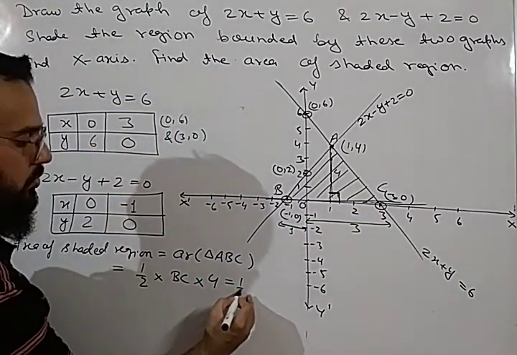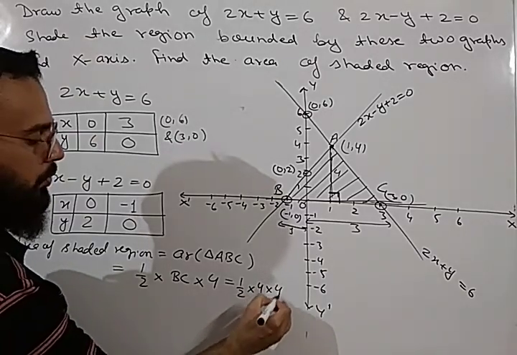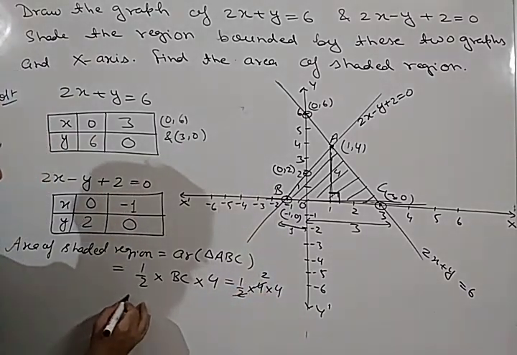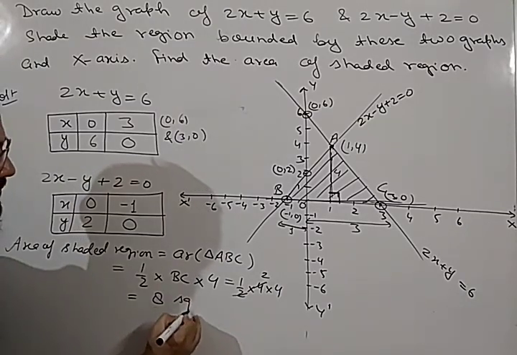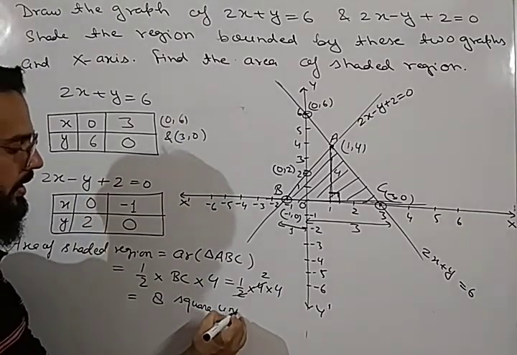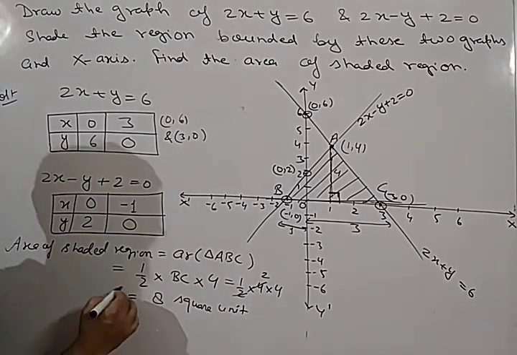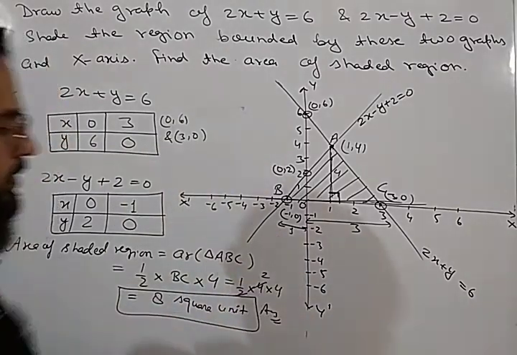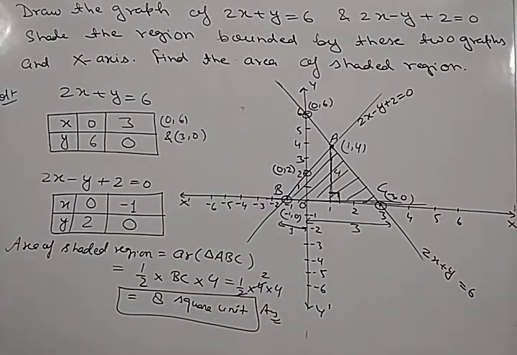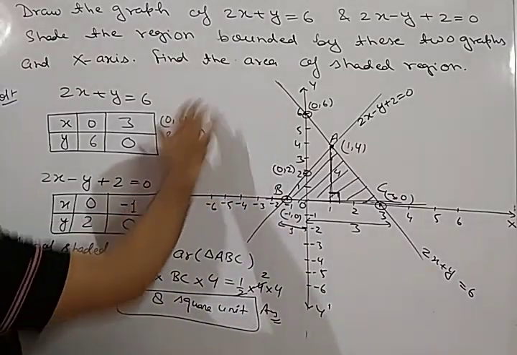So we will get the value half into 4 into 4. This will be cancelled out. So area will be 8 square unit. Area of this shaded region will be 8 square unit. This will be your answer. Okay, got it? So these type of questions are very important.